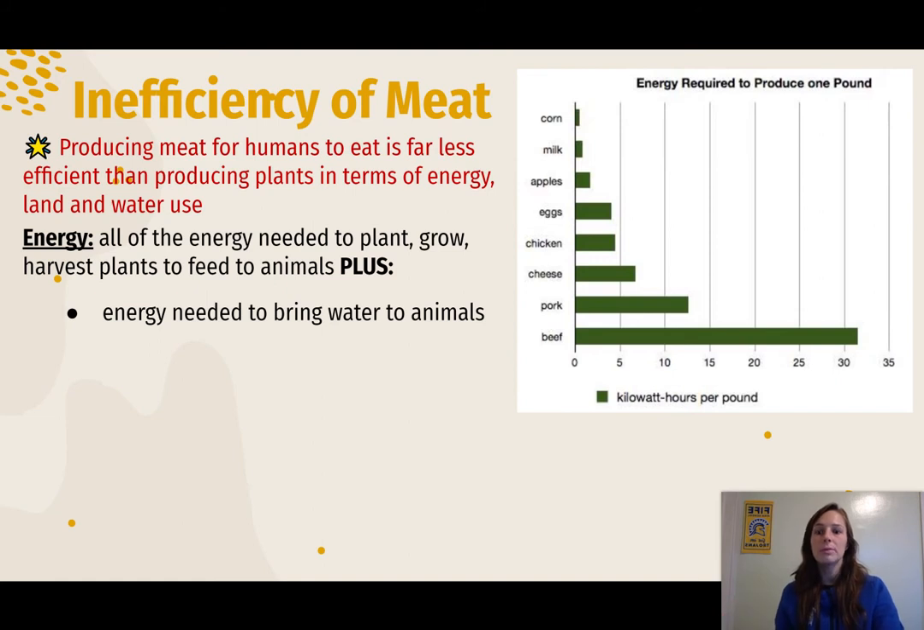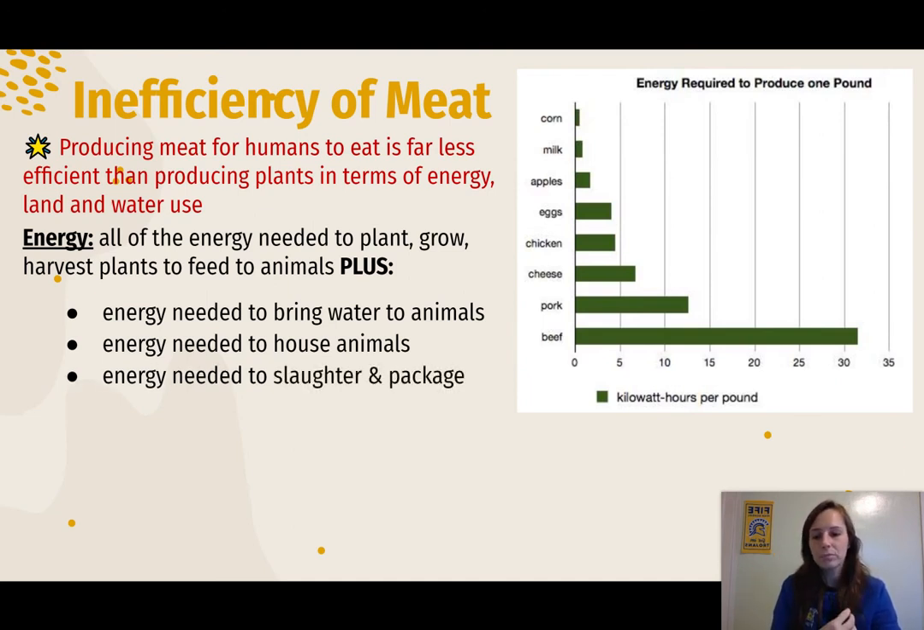So you need to be able to pump fresh water to those animals. You need to house them. When it's cold, they're going to need heat. You as a farmer, you're going to need light. So it's going to require energy to do all of that. You also are going to require energy to slaughter and package them and then transport them so that they are getting to the grocery store. And that's going to be a lot of steps.